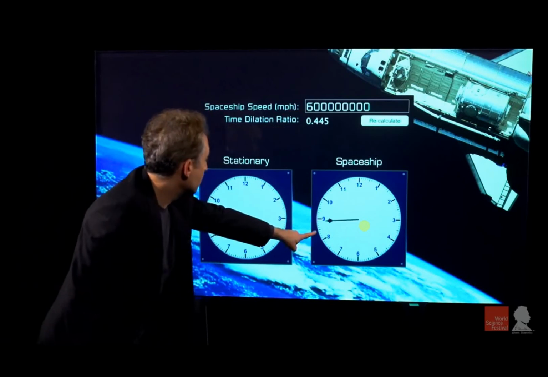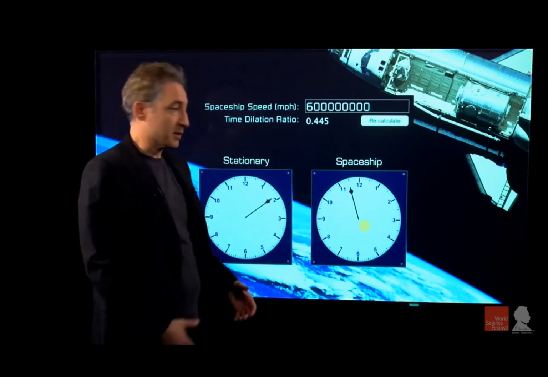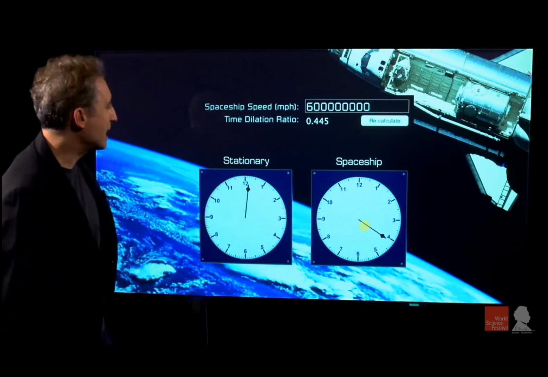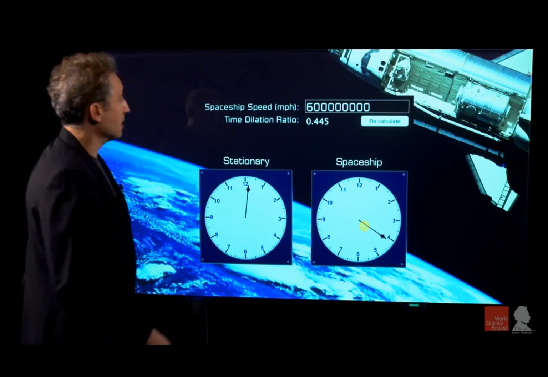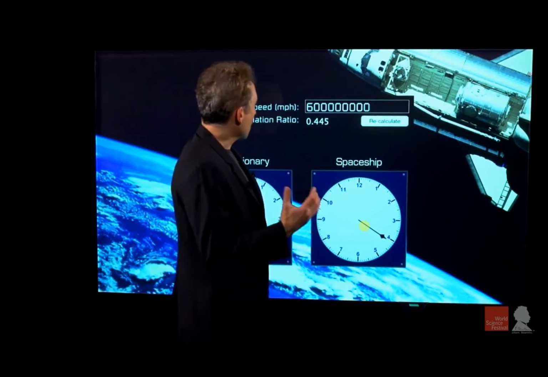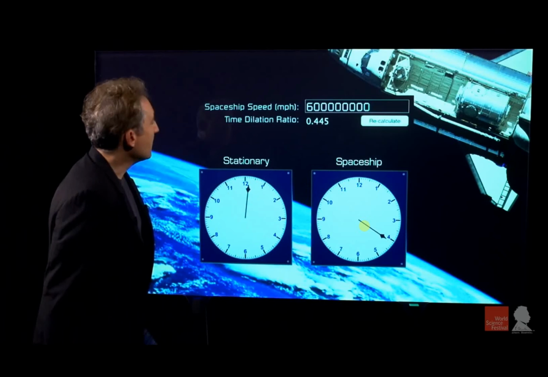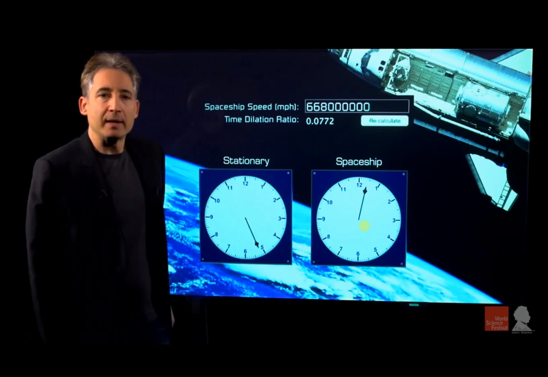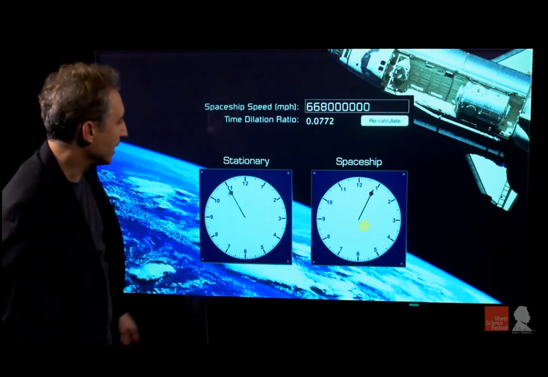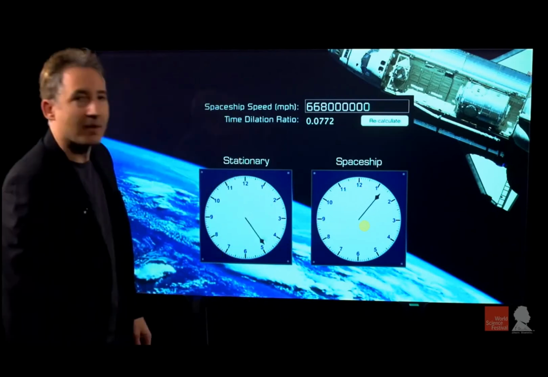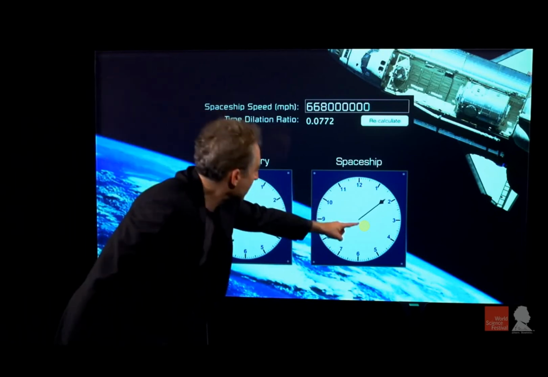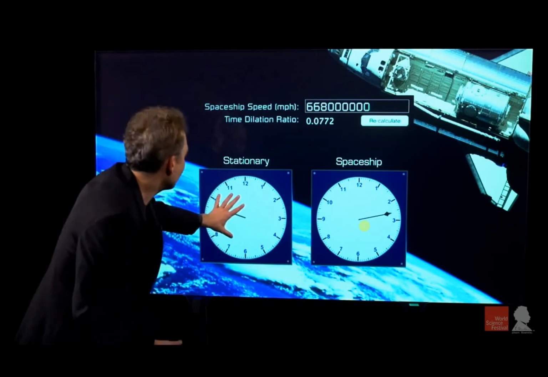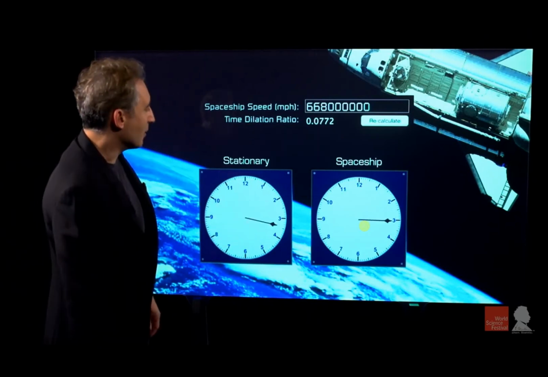Now, at this speed, the slowdown of time becomes obvious, right? This clock is ticking off time much slower than our clock here on Earth. And just to see it even more starkly, let's bring that speed of the ship even higher. Let's put it at 668 million miles an hour, just below the speed of light. And look at how time is elapsing on the spaceship clock. Very slow compared to the rate at which time elapses on our ordinary clocks here on Earth.